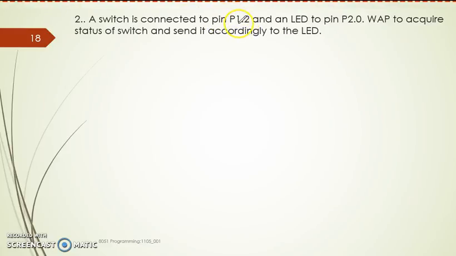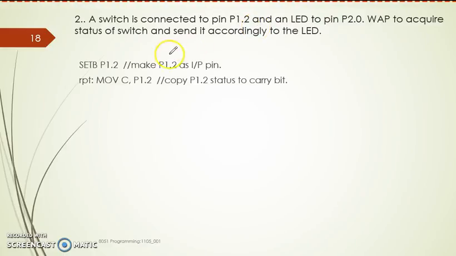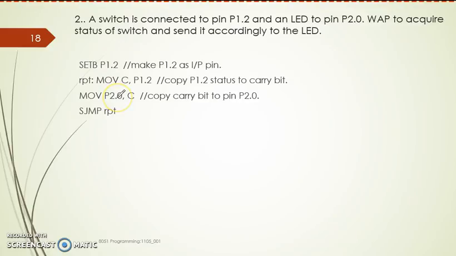So we have to first make P1.2 an input pin, get the status from it, and then we have to pass it on to pin P2.0. So to program pin P1.2 as an input pin, we will use the instruction SETB P1.2 and we will use the instruction MOV C, P1.2. Now P1.2 is a single bit, it will be copied to the carry flag bit, C bit. Then MOV P2.0, C. The C value will be stored into P2.0.